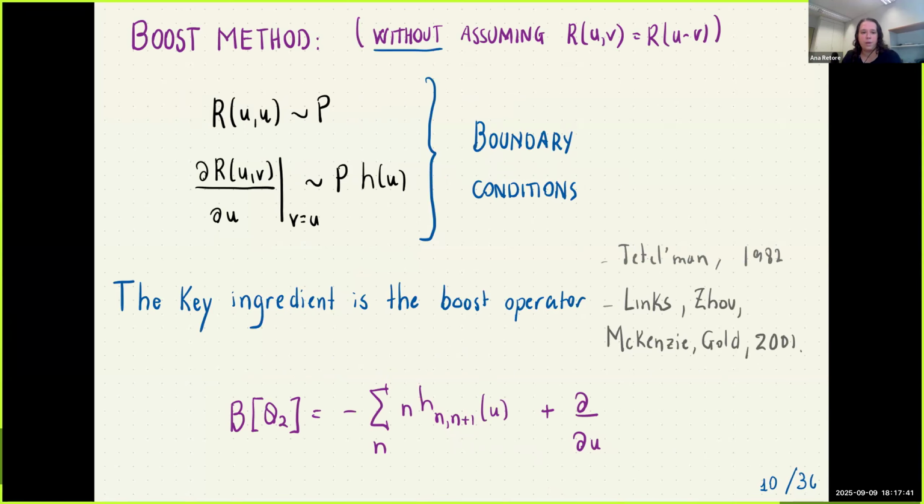First of all, we need to say what our boundary conditions are, so for which cases we can actually apply the method. This works for regular R matrices. If I take an R matrix of U comma V and I send V to U, I expect that this will reduce to the permutation operator. And we want the derivative of the R to give us a Hamiltonian.